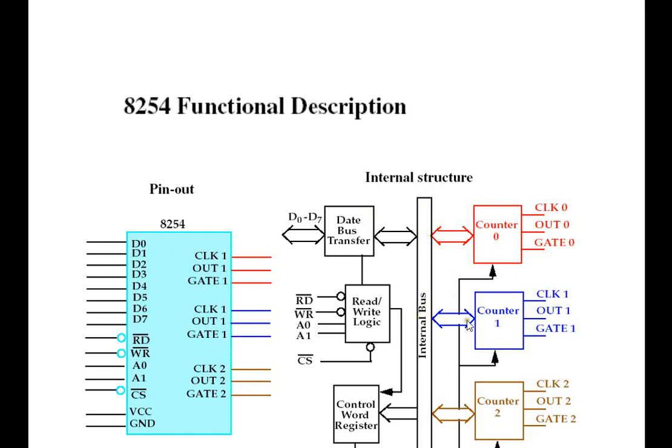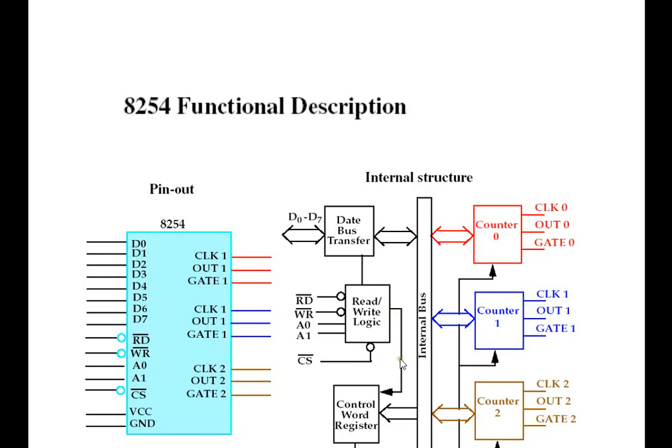Here in the middle we have an internal bus, and then in counter 0 we have clock 0, out 0 and gate 0. In counter 1 we have clock 1, out 1 and gate 1. In counter 2 we have clock 2, out 2 and gate 2, which are bidirectionally connected with the internal bus section. Then we have the data bus buffer, where we have D0 to D7, which is bidirectional and connected with the internal bus. Then we have the read write logic, where we have the read logic, the write logic, the address section and the chip select to enable the read write logic.